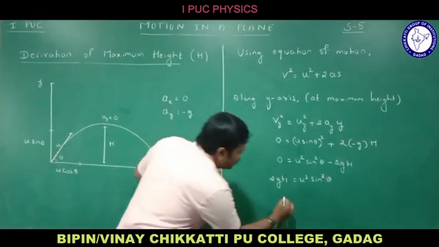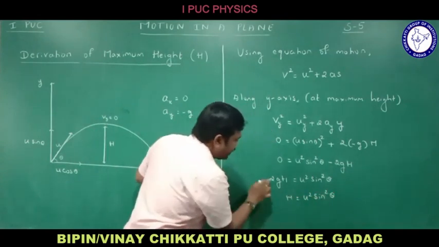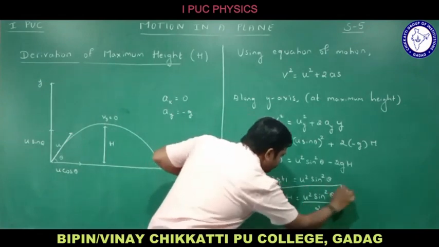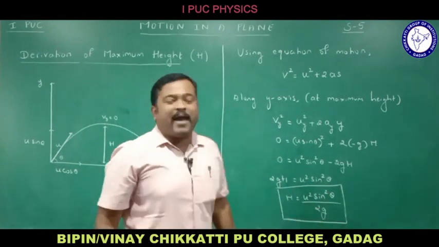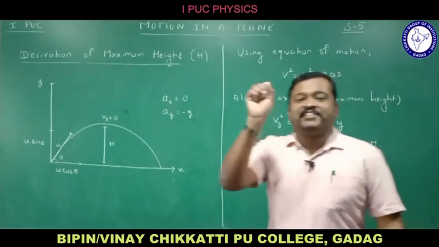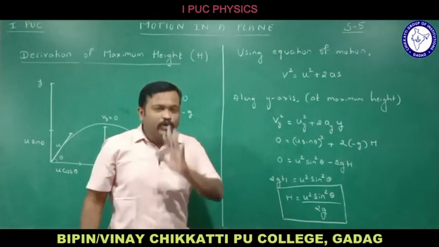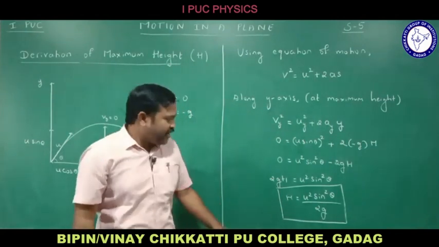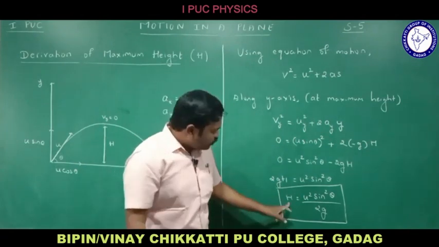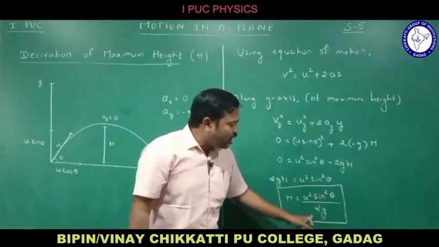What is the expression for h now here? H is equal to u square sine square theta divided by 2g, and this is the expression for maximum height. Do you understand? What is the expression for maximum height? U square sine square theta upon 2g. Do remember, this is important, right? By this formula we can solve some problems. So do remember, maximum height h equal to u square sine square theta upon 2g.